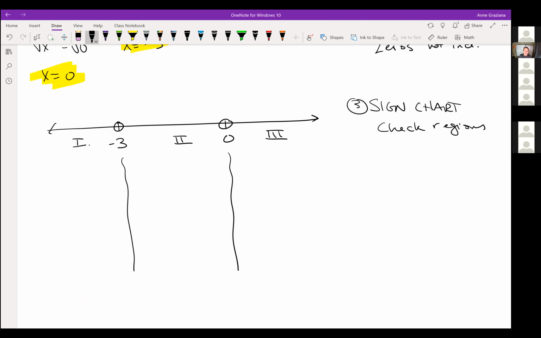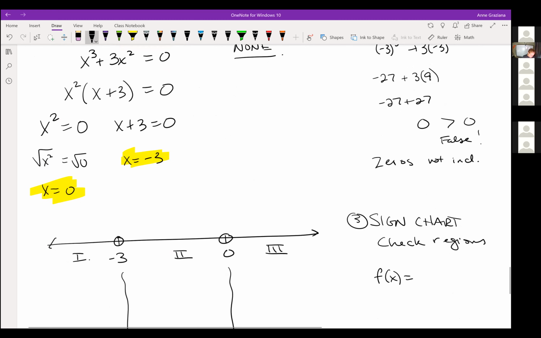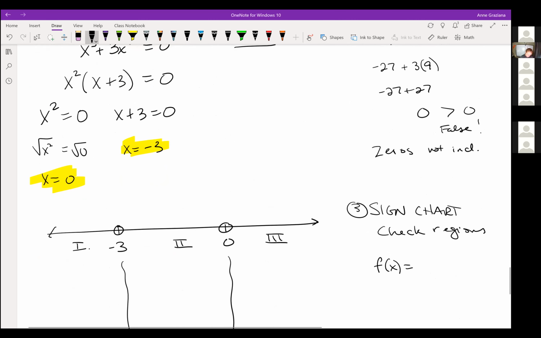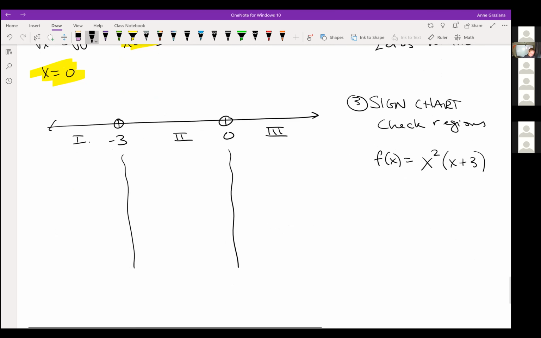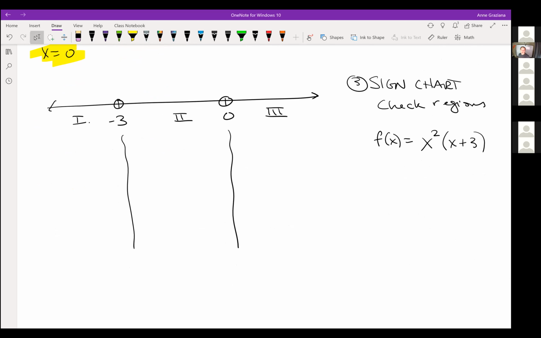I'm going to let you guys do this real quick. Remember your function is x cubed plus 3x squared. I would suggest using the factored form, it's easier, but you guys pick numbers. Go ahead. I'll let you work on this for a couple minutes on your own.